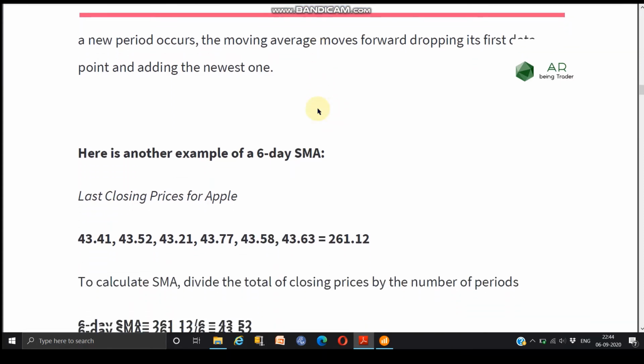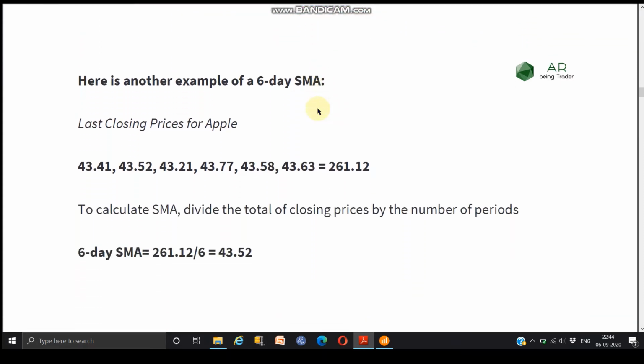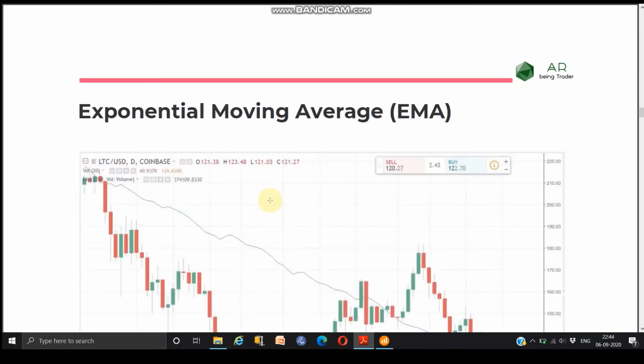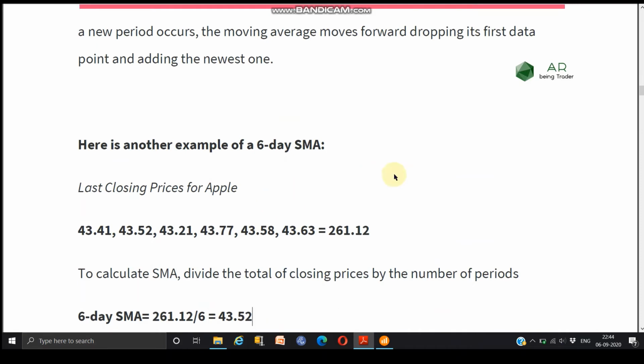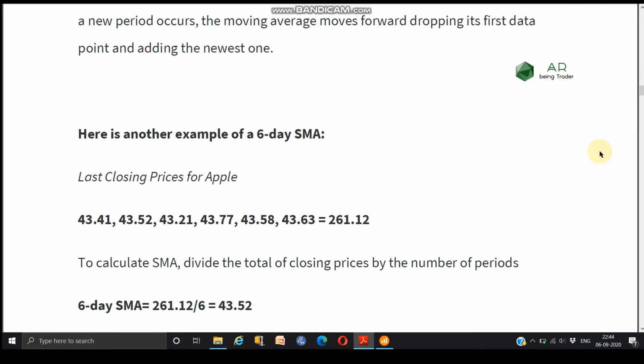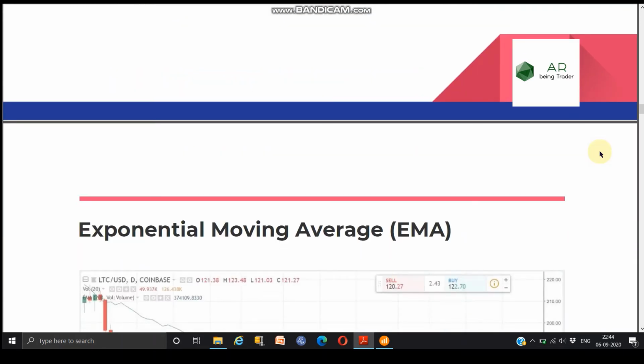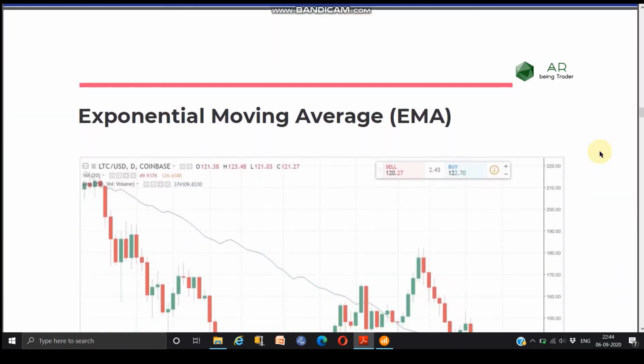This is the formula of SMA. For example, if we are taking a last 6 day SMA, you can see the closing price of the last 6 days added together, divided by the total number of days. This is the average closing price of the period taken. Now let us get into EMA.